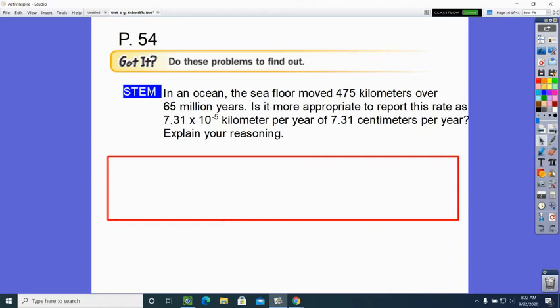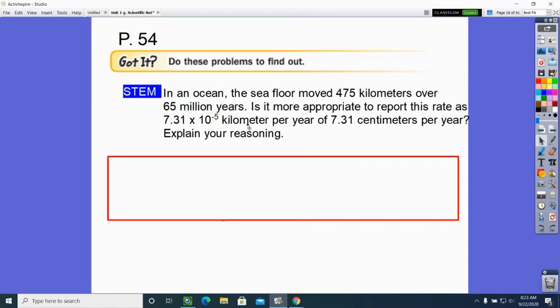Is it more appropriate to report this rate as 7.31 times 10 to the negative fifth kilometer per year, or 7.31 centimeters per year? So should we be talking about the movement as part of a mile or part of a centimeter? Is the sea floor moving a lot every year, or is it moving a really little each year? And then pick the appropriate unit. Pause the video and just see if you can make a decision between those two, and then come back.